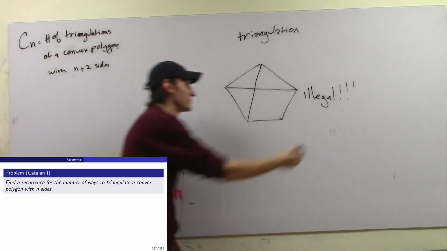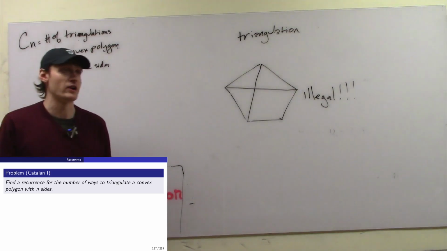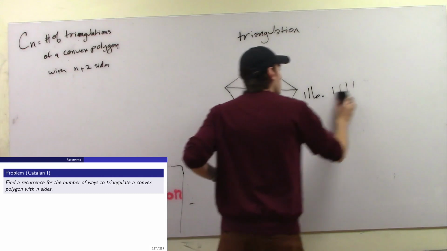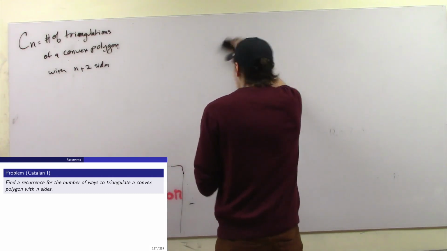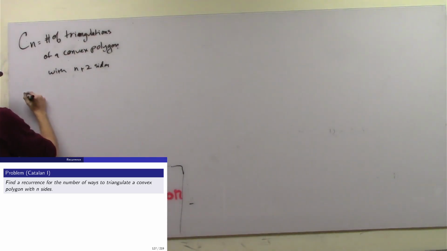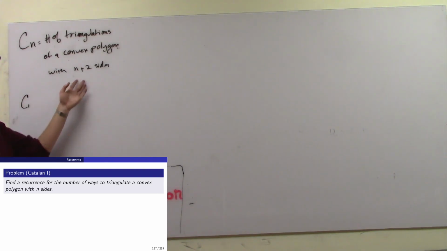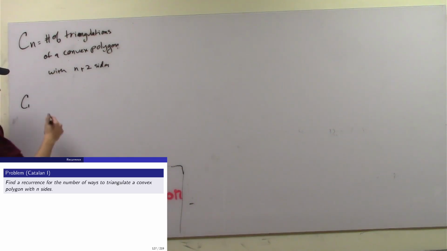Cool. Not illegal. Okay, so you can't do that. So this is what's going on with the triangulation. All right. So let's look at this. Let's figure out what is C sub 1 first, maybe. C sub 1 is the number of triangulations of a convex polygon with 1 plus 2 sides. So this is the number of triangulations of a triangle.